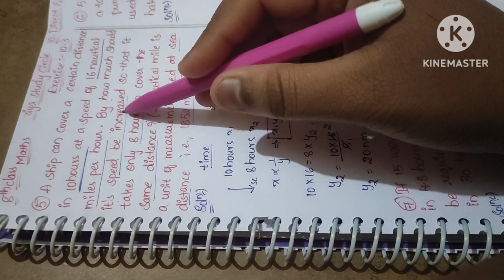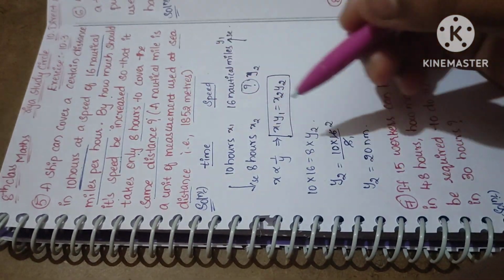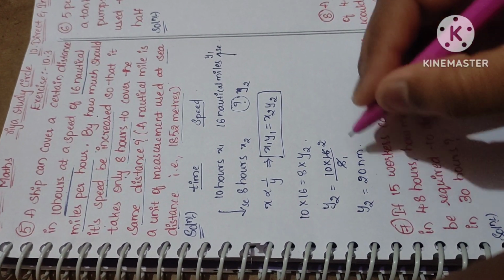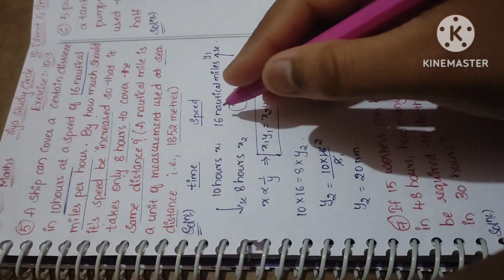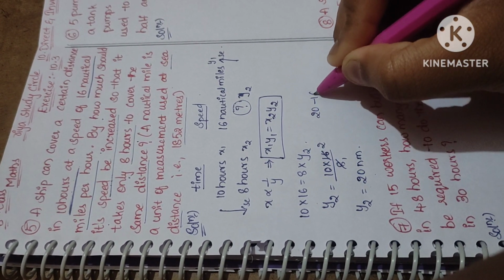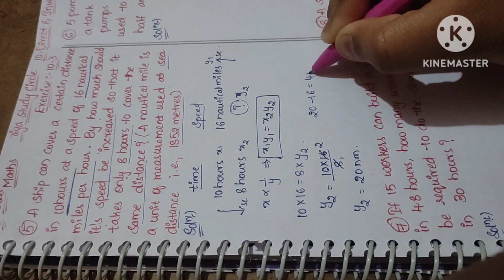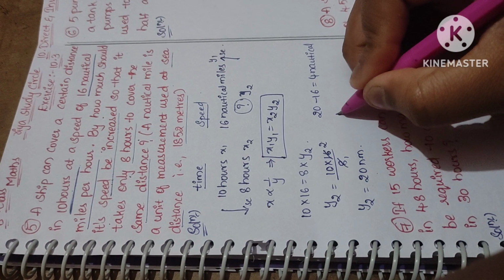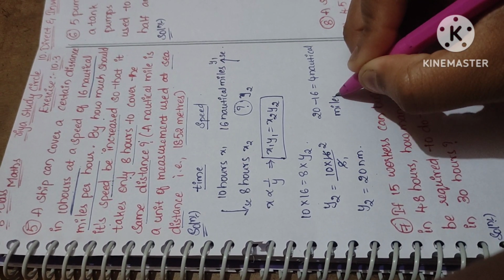This is the speed of the ship to cover the same distance within 8 hours. So what is given in the problem? We have to find how much speed should be increased. So to find that, we have to subtract the actual speed, that is 16 nautical miles, from this 20 nautical miles. That means 20 minus 16 equals 4 nautical miles.